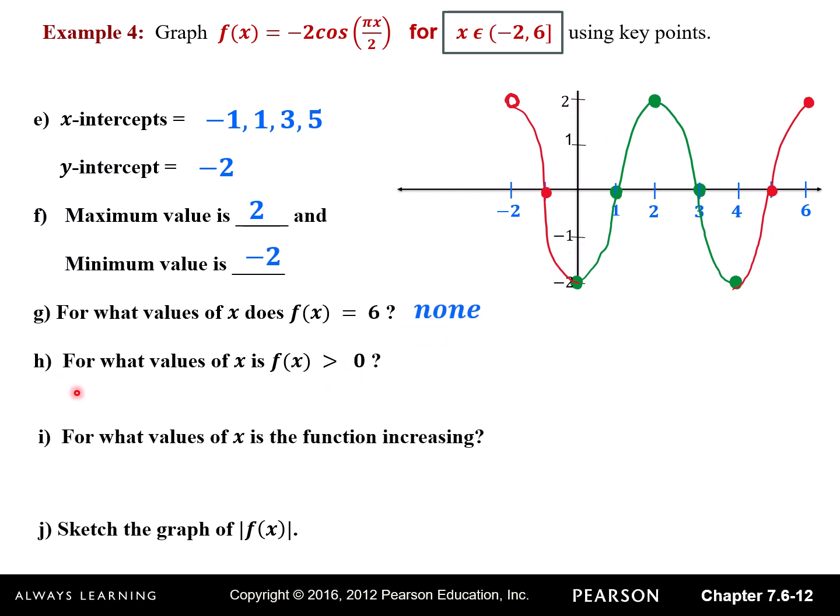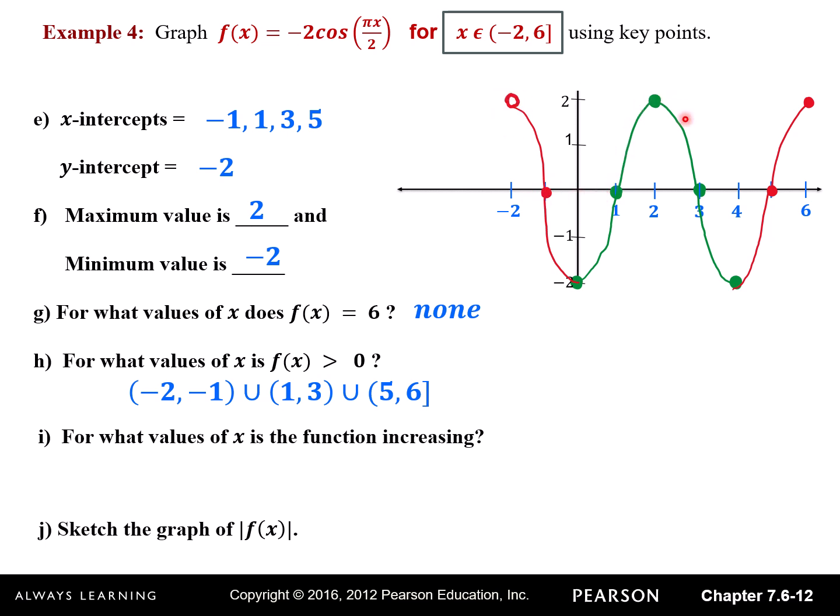And then for h, for what values of x is f of x greater than 0? Meaning we need the interval of x where the graph of the function is above the x-axis, not on the x-axis. It's only above the x-axis. So we will not include the x values on the x-axis. So the first one, this is above, and here also, and this one. So the x interval here is from negative 2 to negative 1, both of them not included because we should not include this point, and this is also not included.